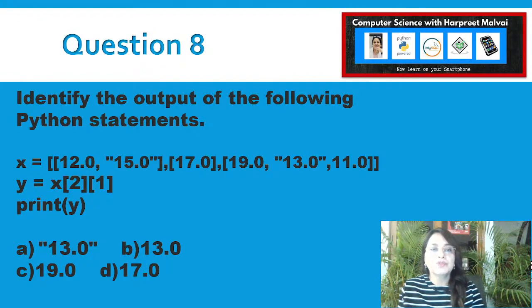Identify the output of the following Python statements. Again, this is a very straightforward question, but a few questions like this are there in the sample paper, so I thought I would put one today. And I want you to look at this. There's X, which is a nested list. There's Y, which is basically asking for the element at index 2 and 1. So what's going to be the answer?